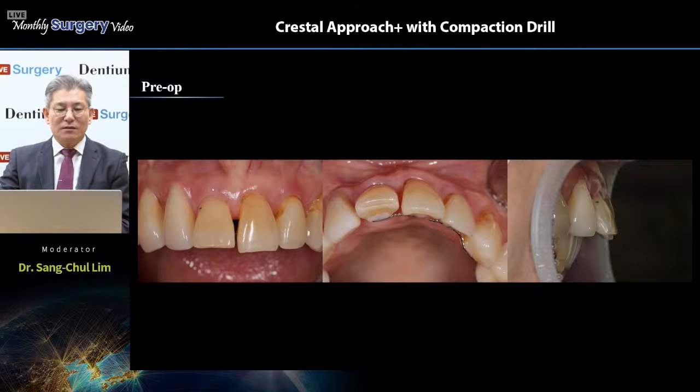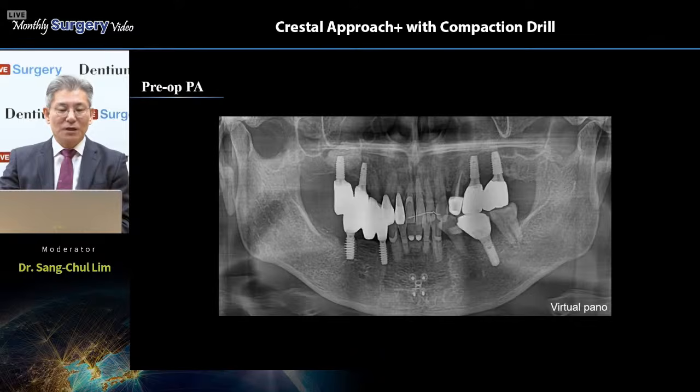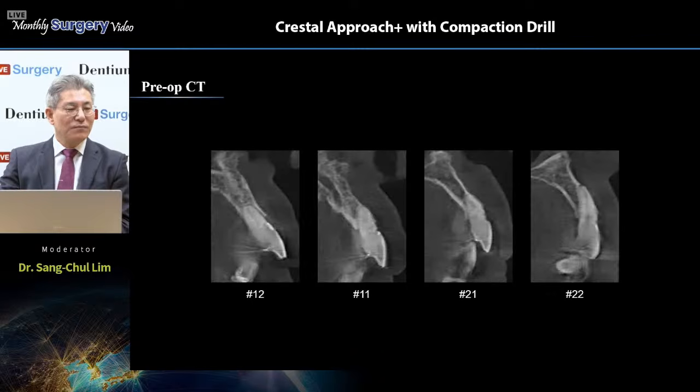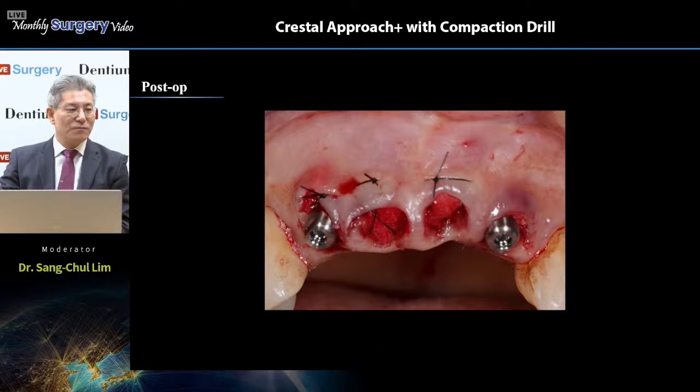Pre-op was here, showing some labial version and loosened upper anterior teeth, so they were extruded and wire ligatured with orthodontic wire on the lingual surfaces of the upper anterior. And this one is the pre-op PA, taken by virtual panoramic view of Dentium, the company. And this one is the pre-op CT, where the 12, 11, 21, 22 areas showed a very narrow and somewhat destructive socket situation.